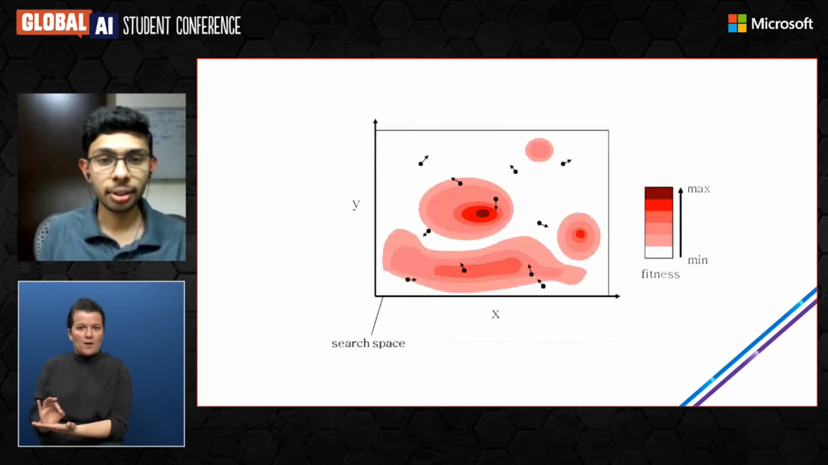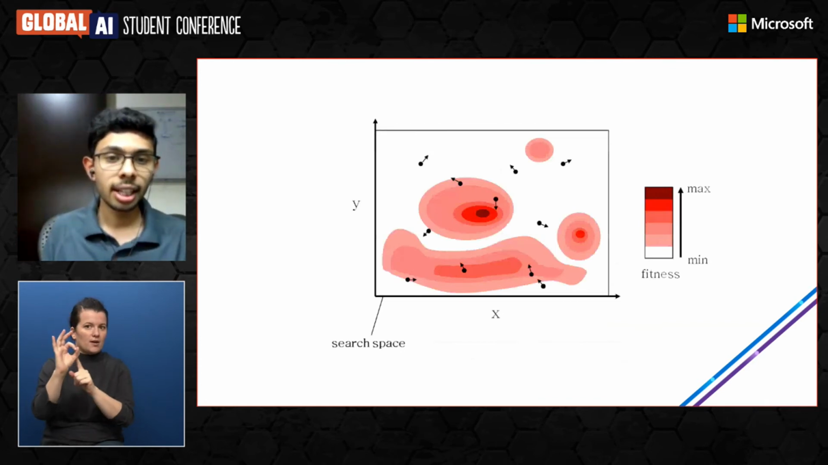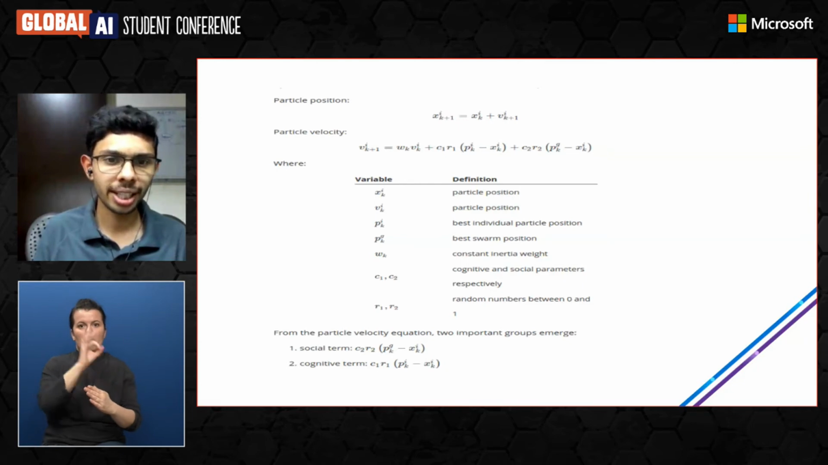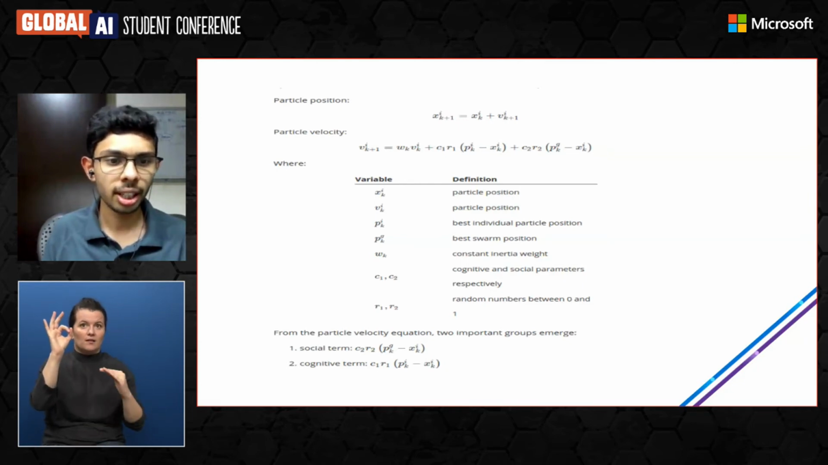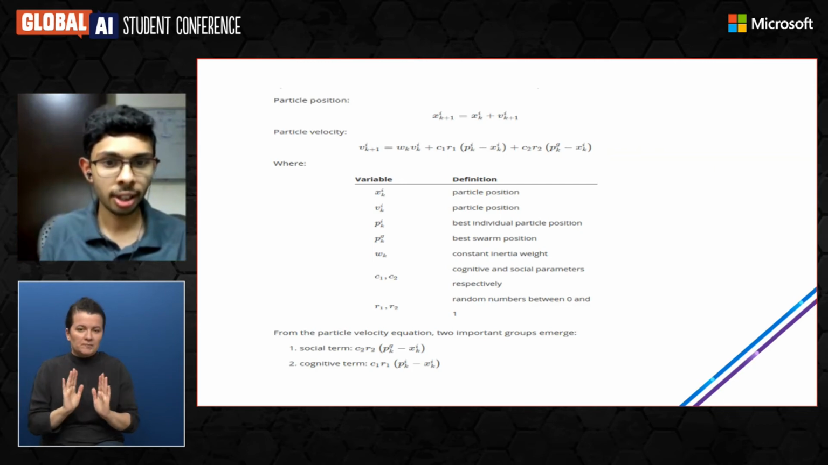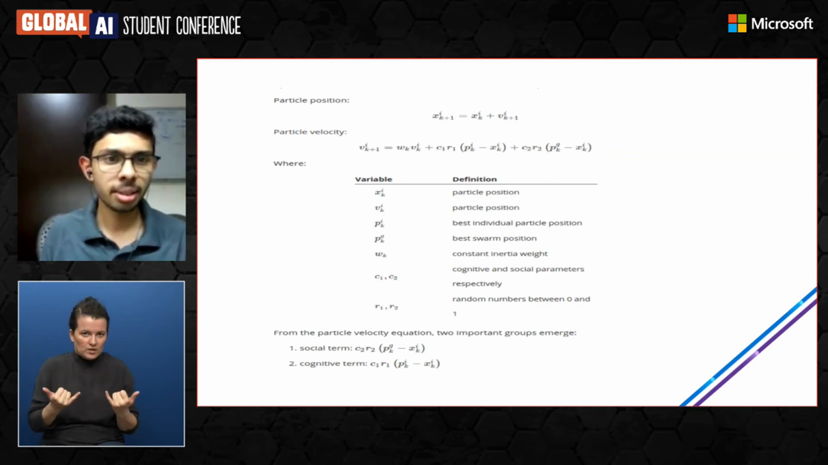So later, as we would see, we would have multiple particles. And so the particle position and velocity are defined by these two equations. I won't go into the details of these equations. That's beyond the scope of this session. But it's a very simple equation to implement.